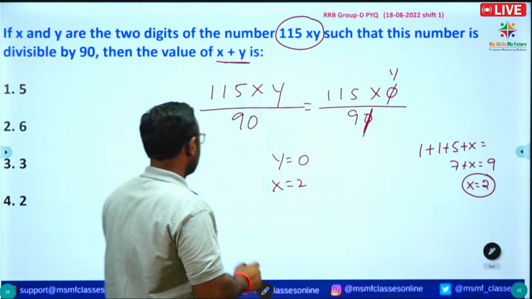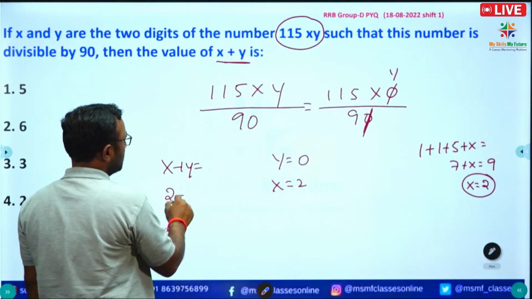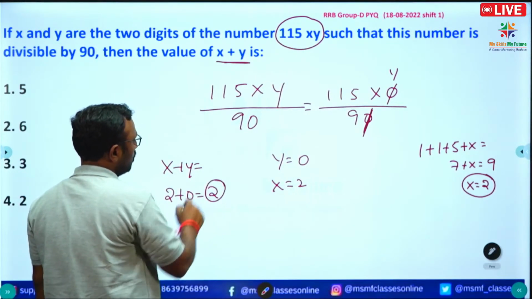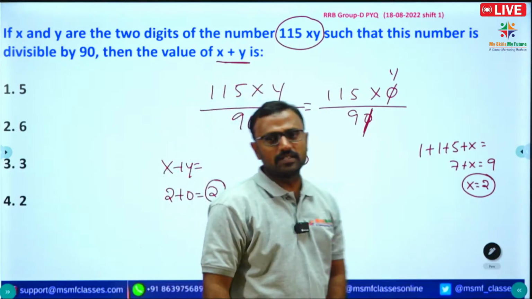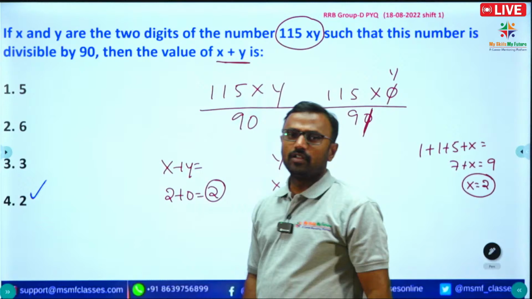Okay, right. So x plus y is equal to 2 plus 0 is equal to 2. So x plus y is 2, and option 4 is correct. Okay, option 4 is correct. Next question.